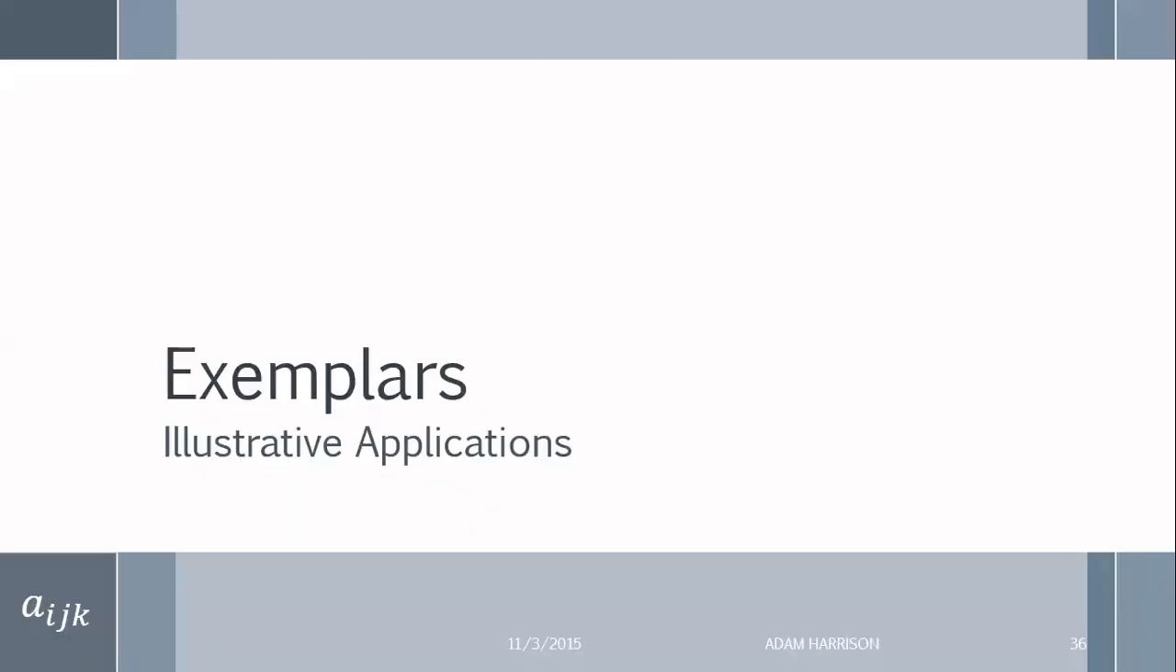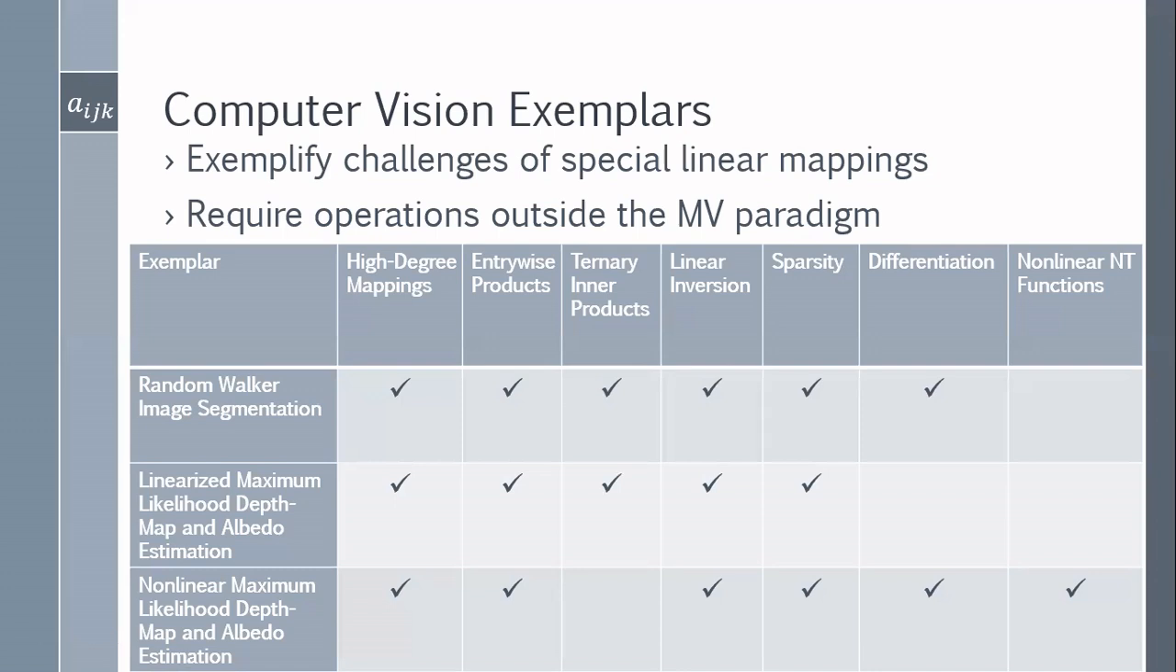Exemplars refer to the examples that help illustrate a particular paradigm. In this case, we are proposing some that we think would help in advancing toward a new paradigm. These are our illustrative applications. We drew them from computer vision. They exemplify challenges of special linear mappings. As you can see along the top row, we identified some operations outside the matrix vector paradigm: high degree mappings, entry-wise products, ternary inner products, linear inversion, sparsity, differentiation in the high degree sense, and also a nonlinear tensor type operation.